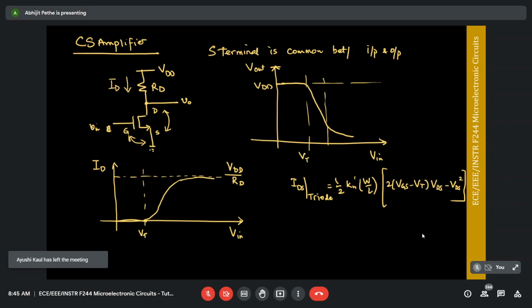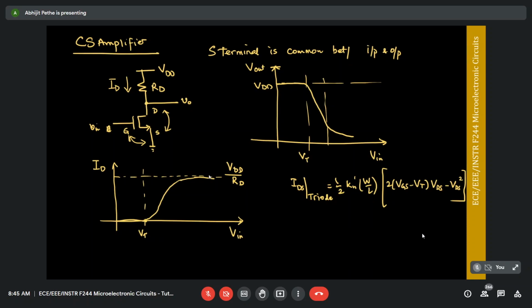So to ensure that current flows in the circuit, you need to have some voltage drop. This is a very important concept: to ensure that current is flowing through the circuit, you always have to ensure that VDS is a positive quantity. Which means Vout never goes to 0, because at that point the transistor shuts off, so there's no current flowing through the circuit. And so what you see is that in ID versus VIN, the current rises and eventually asymptotically approaches VDD by RD.